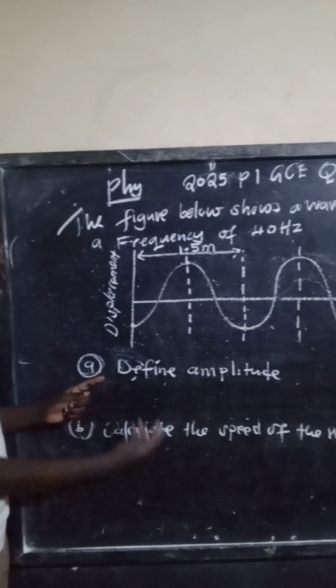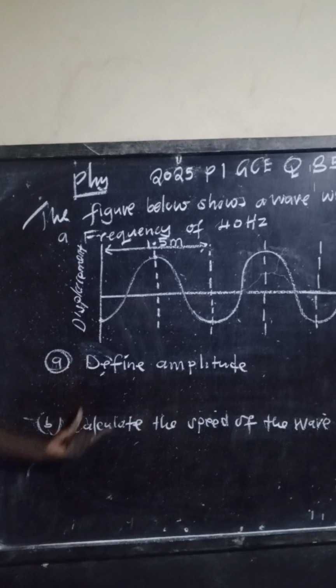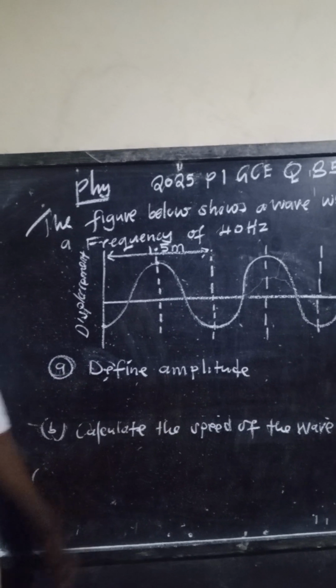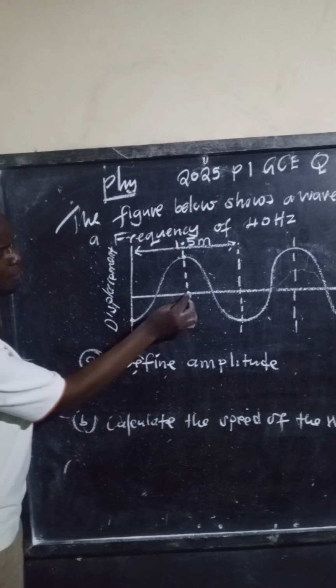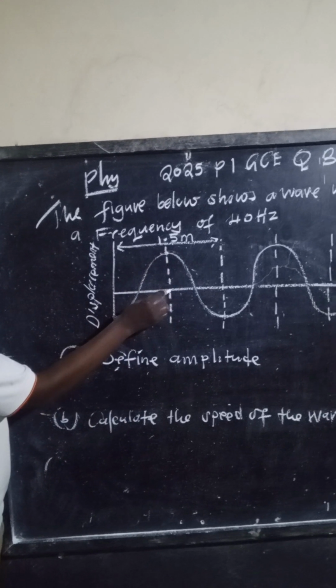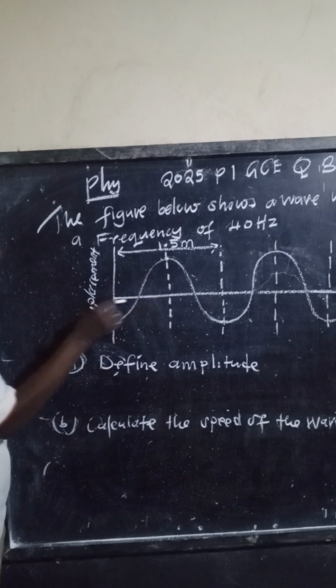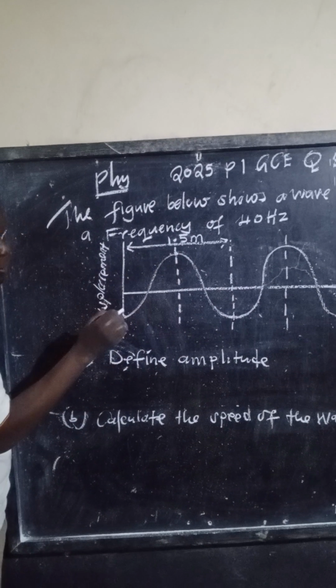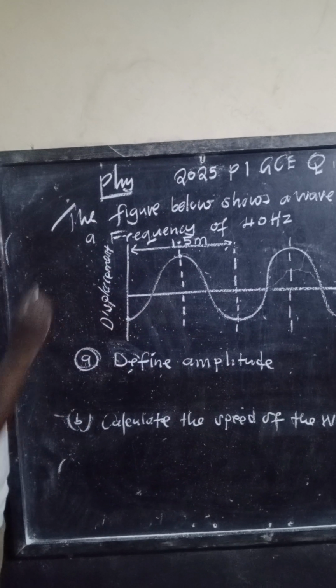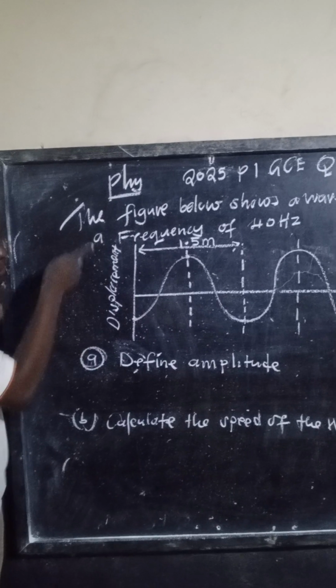Now the first question, we're told to define what we call amplitude. Now what is our amplitude? Our amplitude is the distance from here up to there. Remember this is the resting position. The distance from here up to there is the amplitude. Now what is the definition? So here you can see there is displacement.